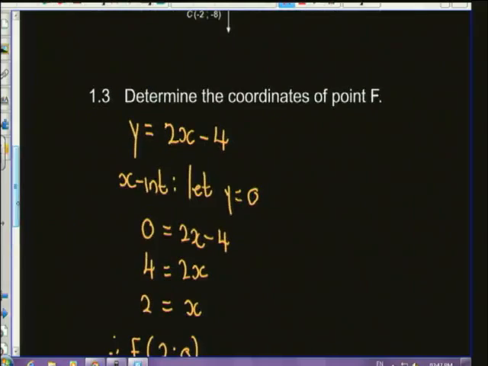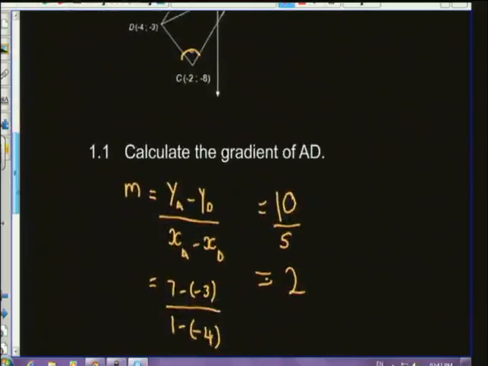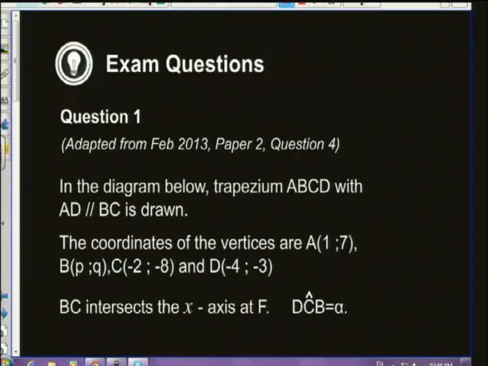Okay, sorry, it's not on that page. We need the gradient of line BC. There we are. Gradient of line BC was equal to 2. Okay, let's go back to answering the question.